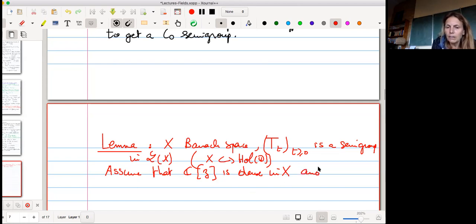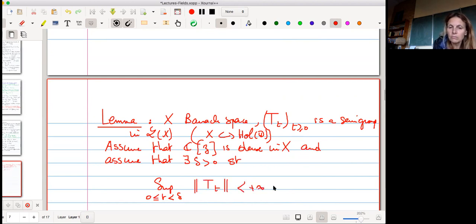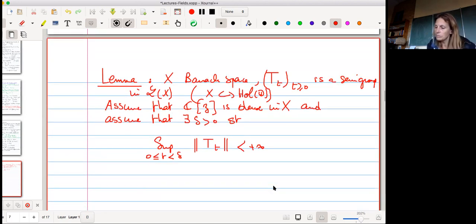And assume, moreover, that the norm of T_t for t small is uniformly bounded. That is, assume that we can find a delta such that the sup of the norm of T_t is bounded. Then (A) and (B) are equivalent.